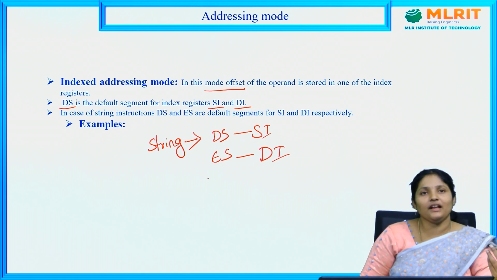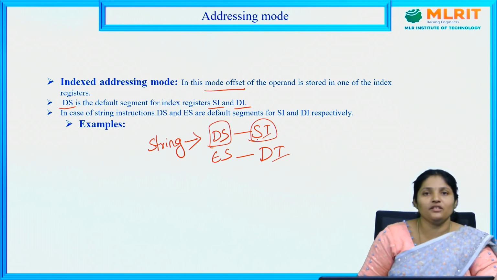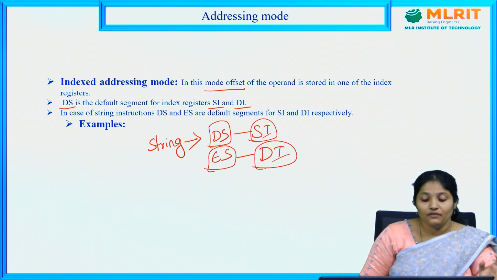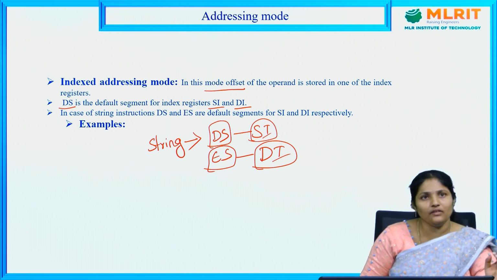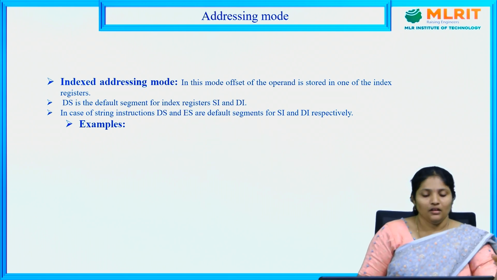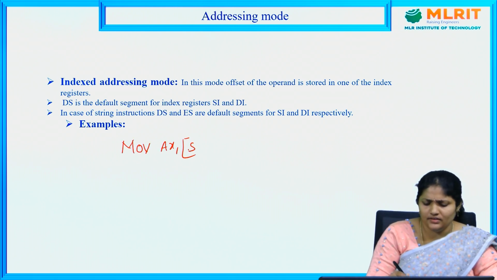If we want to calculate the physical address, then the segment register is the data segment and the offset register will be the SI. If the segment register is the extra segment, it would be the DI, for string instructions only. Apart from that, if we are using it directly, without string instructions, then we can by default take it as the data segment. So examples of indexed registers will be like MOV AX, [SI].